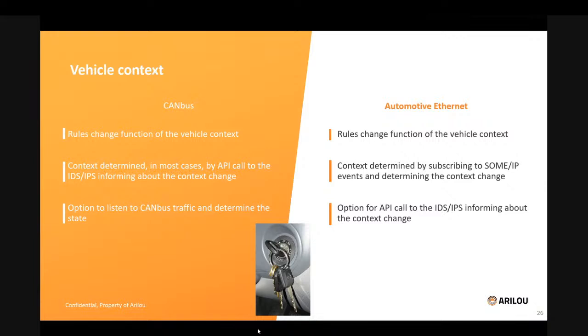How do we know? It's a good question. It can be either provided to the IDS by an API, or we can listen to the traffic. For example, it can be a SOME/IP client, listen to the SOME/IP traffic, subscribe to the SOME/IP messages, and be informed when the vehicle changes the context, and therefore we can change our rule set to correspond with the right context of the vehicle.